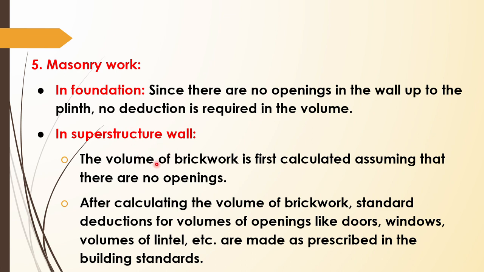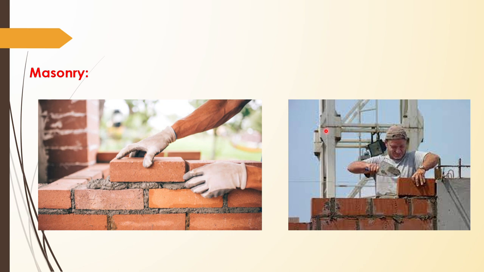So in superstructure, the volume of brick work is first calculated, assuming that there are no openings, and then we will deduct the door and window, lintel, etc. First, as a whole, we will calculate, then we will reduce the openings. And this masonry work is calculated in terms of volume, that is meter cube. So this is about masonry work.